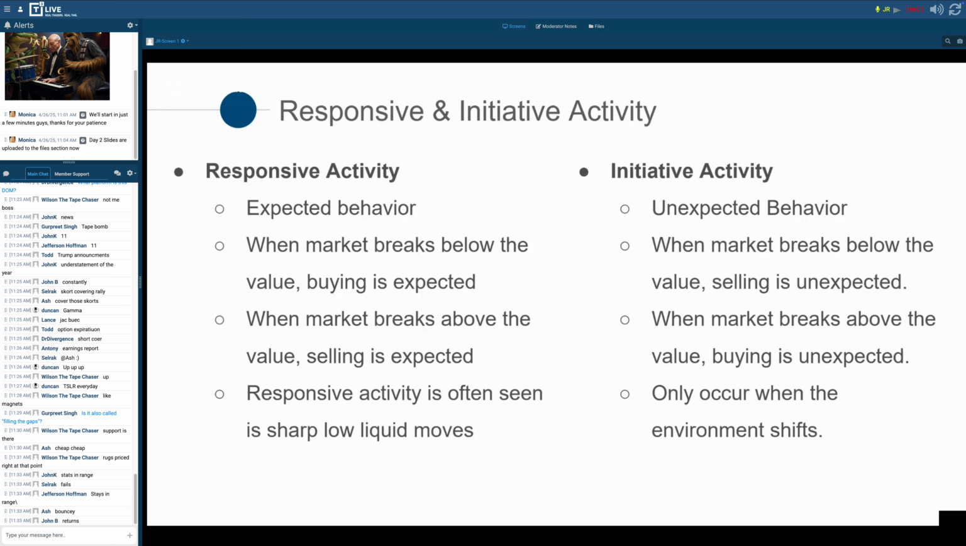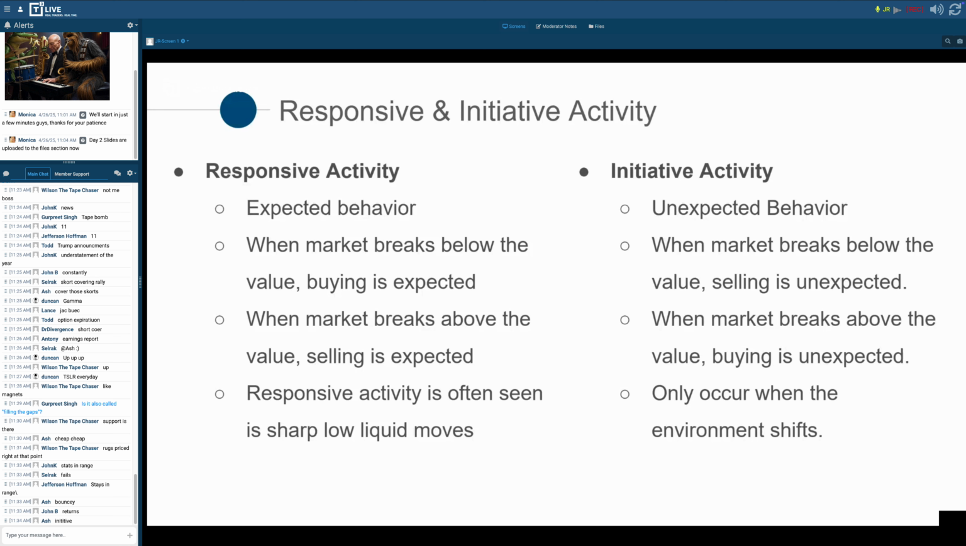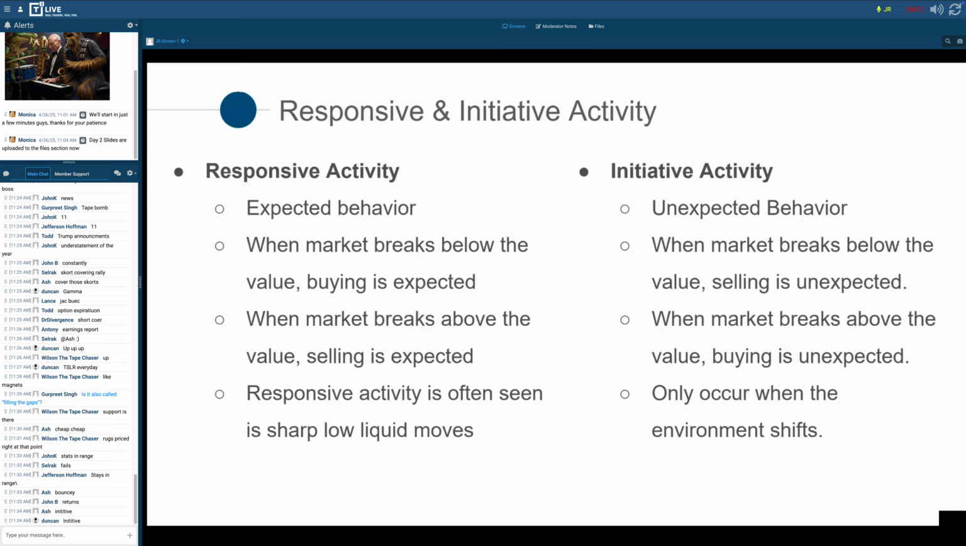And we're going to talk more about initiative activity when we get into the footprinting and order flow analysis part of this course. But the idea here is that there's really two types of activity. Which is more likely to use market orders, responsive or initiative activity? Exactly. Okay.